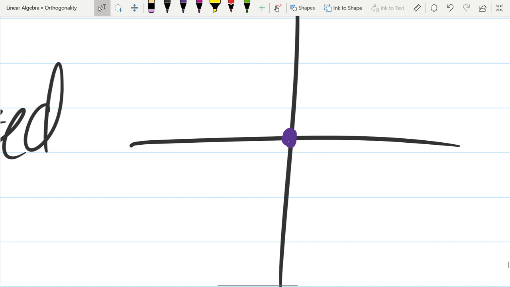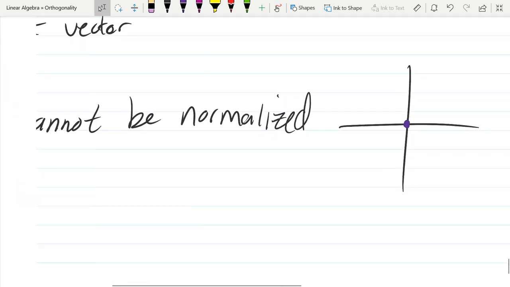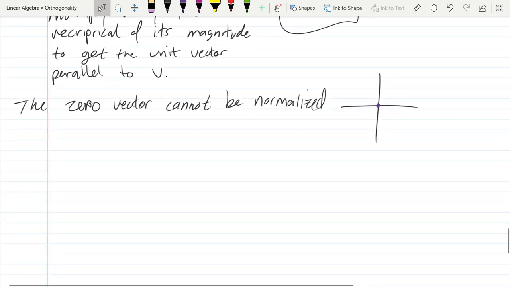That way, it's not really pointing any direction. So how can I create a vector that's pointing no direction that has a magnitude 1? That's another reason why geometrically this wouldn't make any sense. If you've got a vector not pointing a direction, there's no unit vector not pointing a direction. All unit vectors have to point a certain direction. Okay, so that is normalizing.